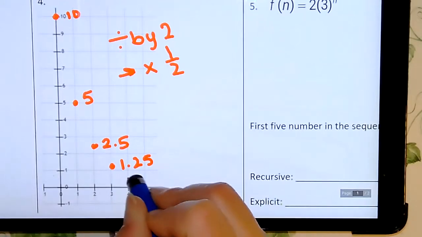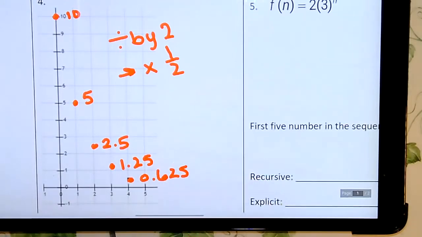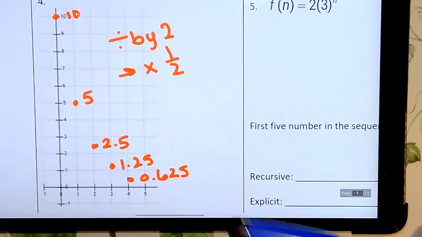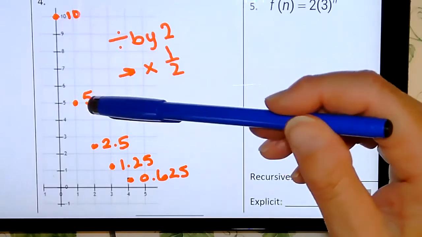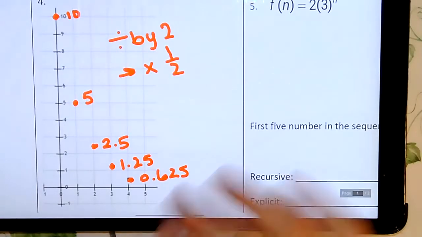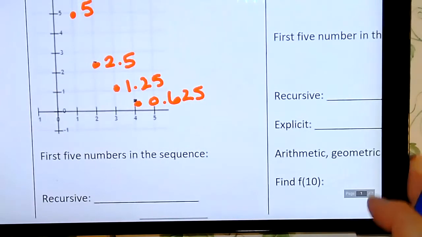So this one here is at 0.625. So I think one of the first questions is going to be list the sequence. This is where you have to be careful. We're not going to start with this 10. 10 is not my first one. 5 is.